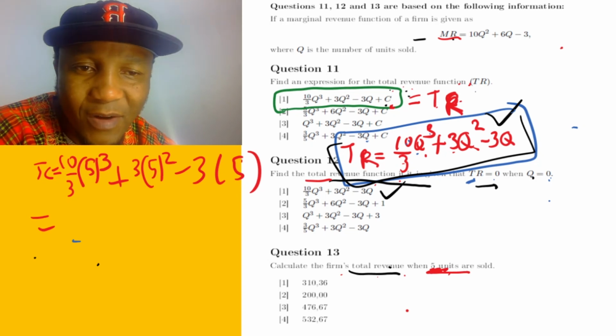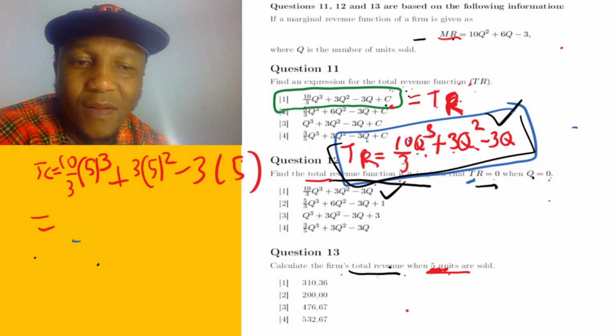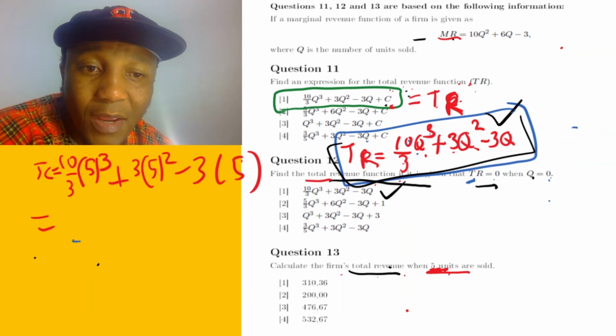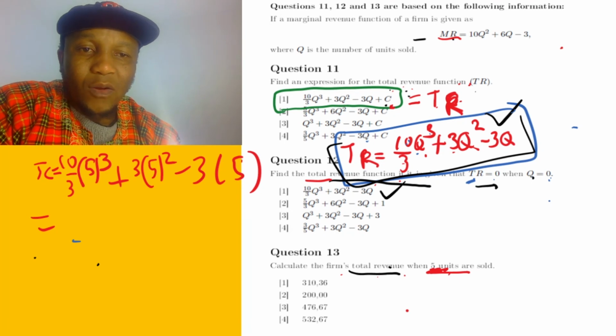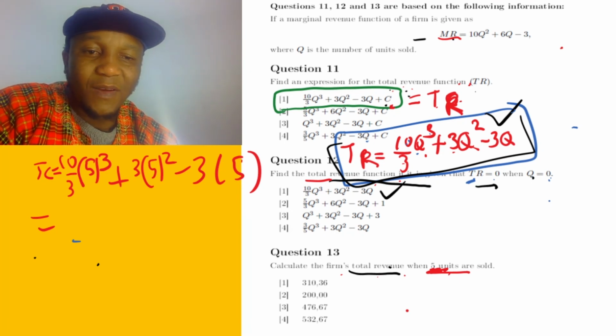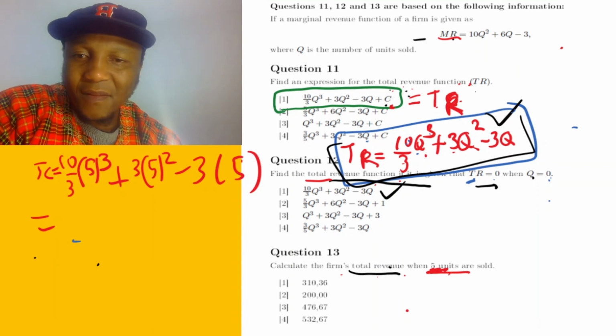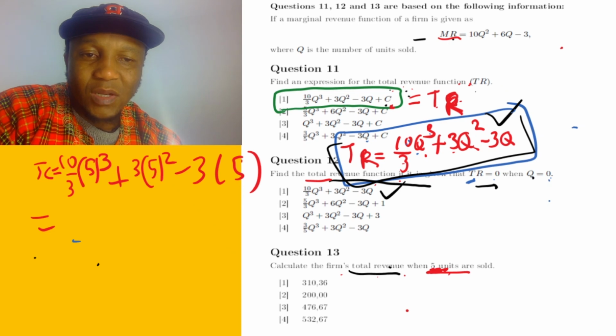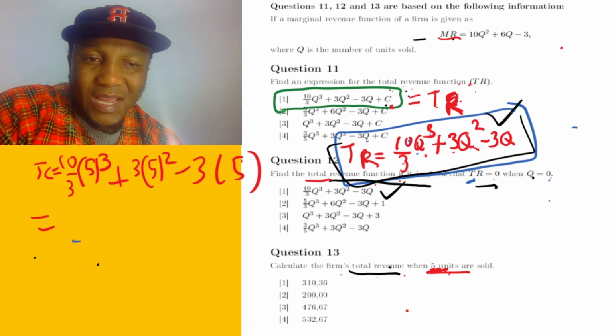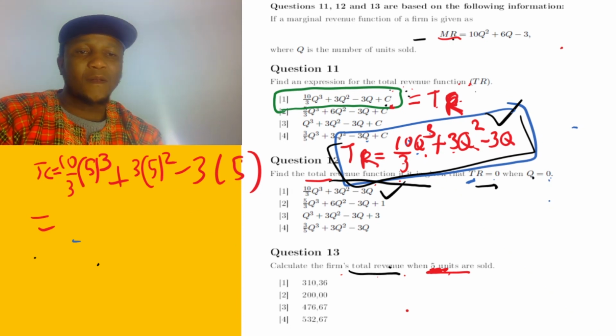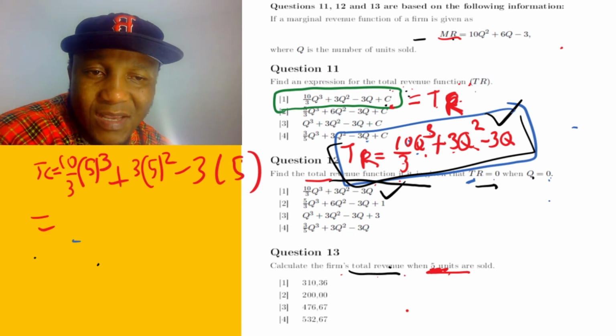We say fraction 10, with the denominator 3. Now close, and then 5, close, power cube. Go to the next, plus 3, bracket 5, squared, minus 3 times 5, 3 bracket times 5. Okay, so we get that, and we can put it as a decimal.